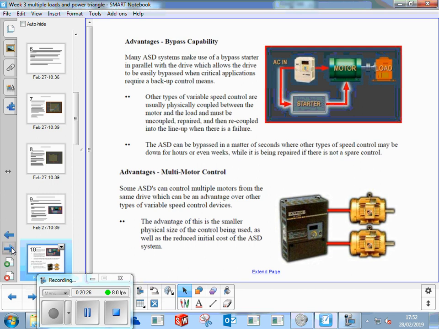We can have motor control, so you can buy ISDs that will control multiple motors from the same drive, which can be an advantage over other types of variable speed control device. There's a smaller physical size than having two separate ones, as well as a reduced initial cost of that system. It's unlikely to cost twice as much as two separate drives.